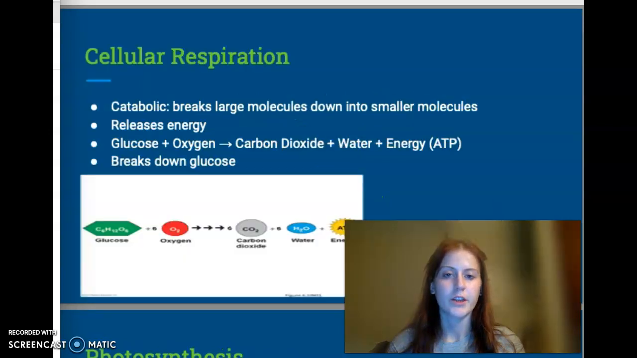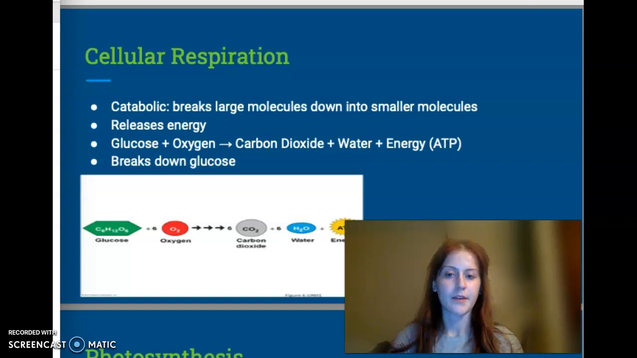Cellular respiration is the process that all living cells use to break down glucose into usable energy called ATP. Cellular respiration is defined as catabolic, which means that it releases energy during the process of breaking down larger molecules into smaller molecules. It requires oxygen and glucose and releases carbon dioxide, water, and energy.